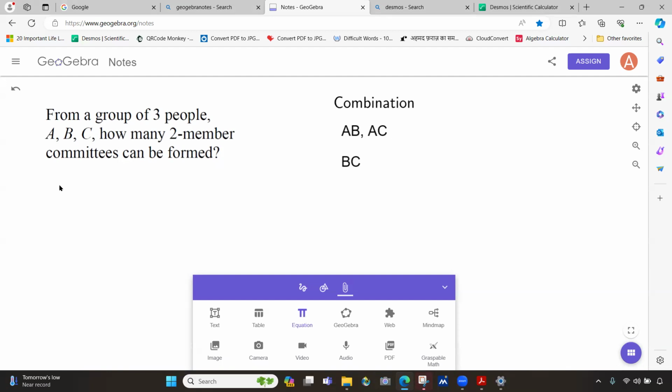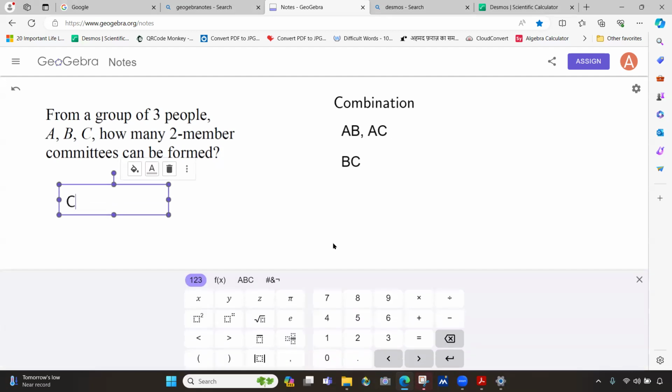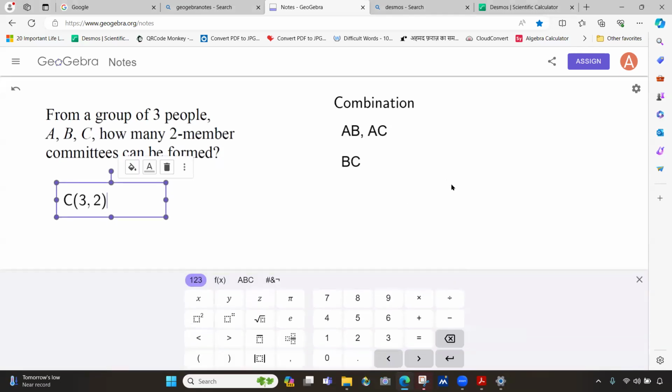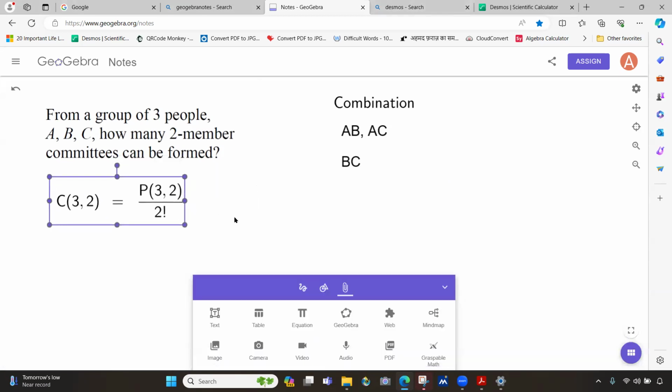Okay, we write combination as follows. See, how many people? 3. What's the size? How many people am I sending? 2. Now, this is a formula that very nicely connects to the permutation formula. So you write this 3, 2, and then you just divide it by 2 factorial. That's the formula for combination.